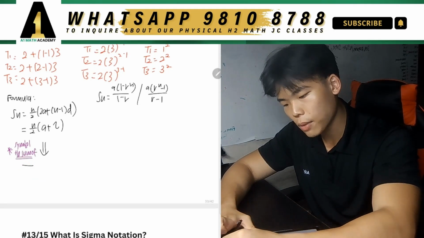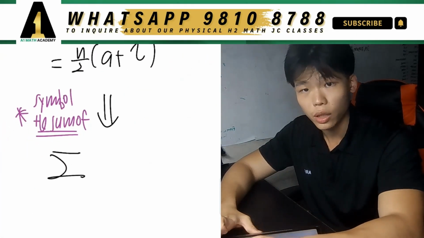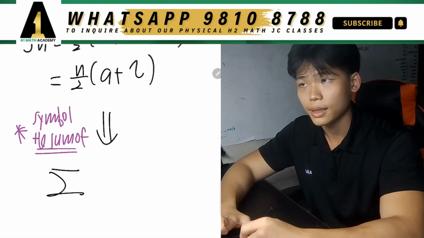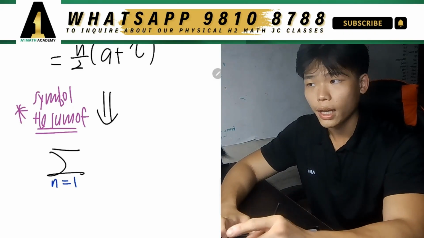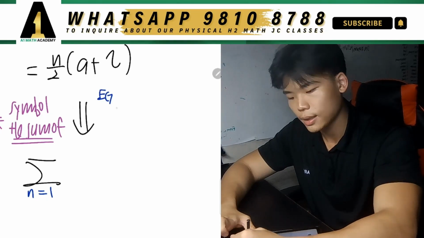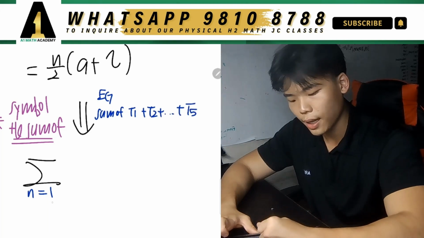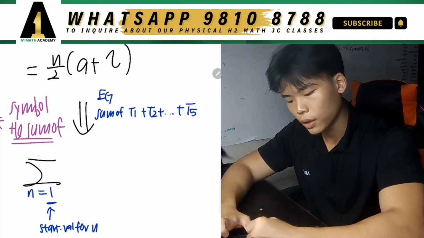Now, in a sigma notation, the symbol, we will need to initialize it. Okay, we will need to initialize it with a starting term. So let's say in this case, my starting term is n equals to 1. And then let's say I want to add it up all the way until n equals to 5. Okay, so let's say, I'm just going to write here. Let's say I want the sum of T1, T2, all the way until T5. So I will start at 1. Here is my starting value for n. And then over here, I'll write a 5.